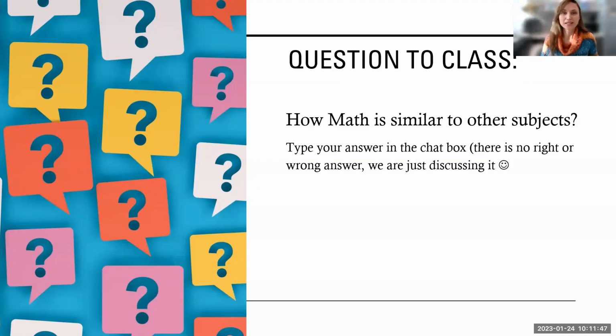Yeah, it does require critical thinking, just like many other subjects. Yeah, that's true. Math is similar to other subjects because it is a way of quantifying and labeling things. Math is similar to other subjects like communication class because if you're stuck on a problem, you need to communicate to pass the problem. Yeah, communication is important in math, especially in statistics class.